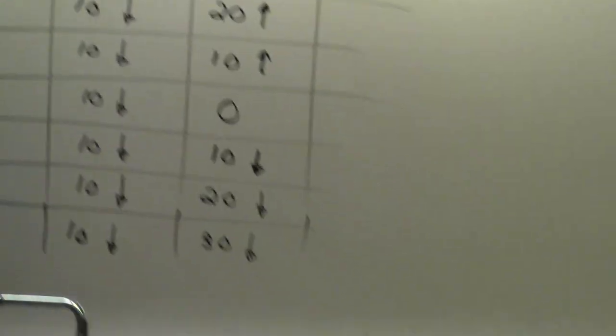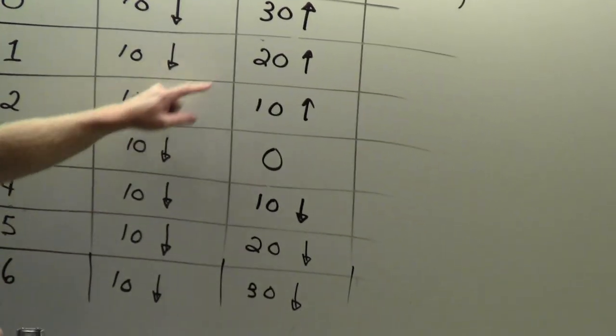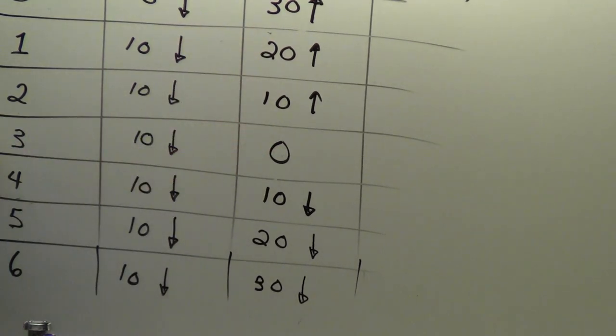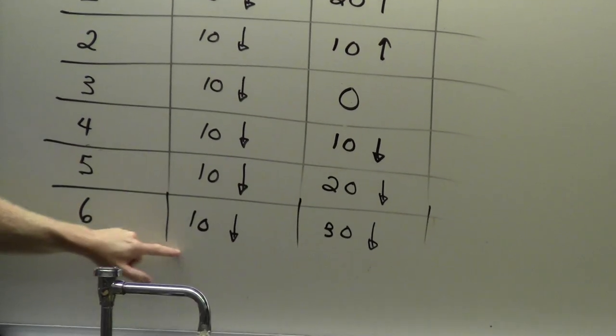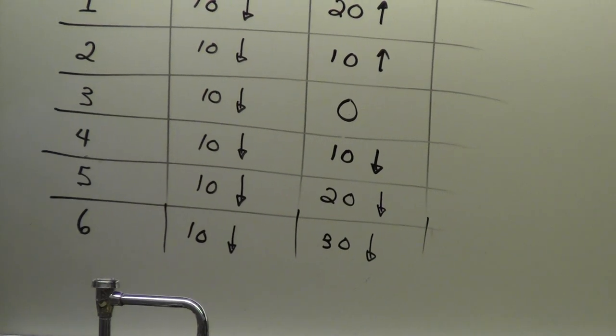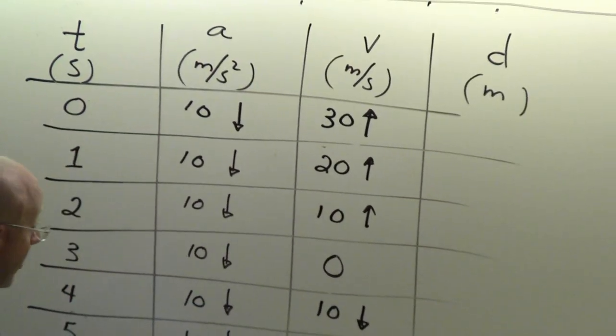Which, by the way, now maybe you can see why I knew it was going to be 6 seconds, because knowing this was a 30 and it loses 10, I knew it would take 3 seconds before it got to a speed of zero. That's going to be its highest point. And then it would, of course, repeat all that, so it would take 3 more seconds to get down to the ground level. We haven't done distance, but you'll see the height of it will be zero here.